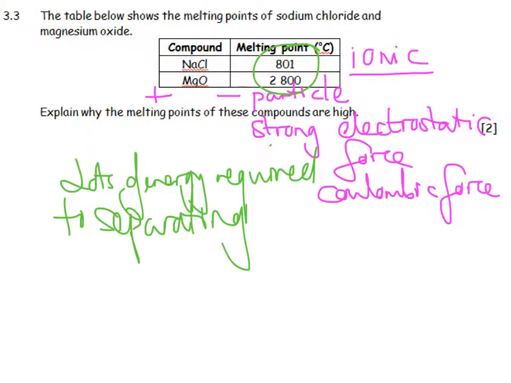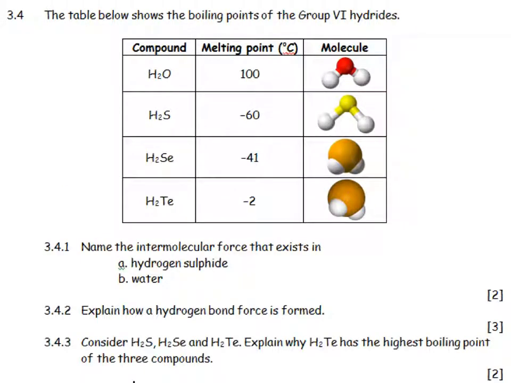The table below shows the boiling points of the group 6 hydrides. And the first one's water, then hydrogen sulfide, hydrogen selenide, hydrogen telluride. And as you can see, the melting point is going to get, first is this 100, which seems weird, because after that it's minus 60, and then it's increasing, minus 41, minus 2. So water seems anomalous. In other words, it does not fit the pattern.